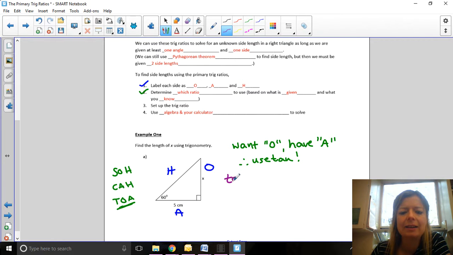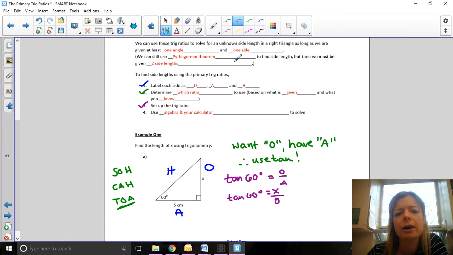Step 3 is to set up the trig ratio. So tan of 60 degrees equals O over A. So tan of 60 degrees equals x over 5, since my adjacent is 5. So that's step 3. Now I just need to solve for x, which means I need to get x by itself. To get x alone, I multiply both sides by 5. So I get x equals 5 times tan of 60 degrees.